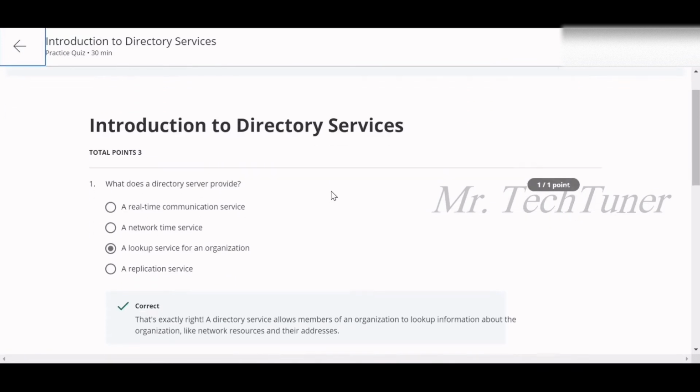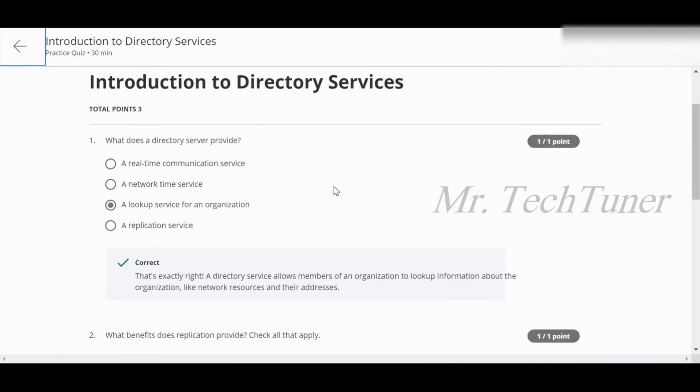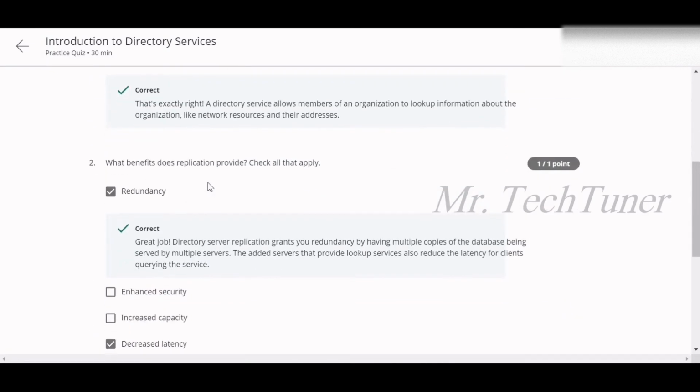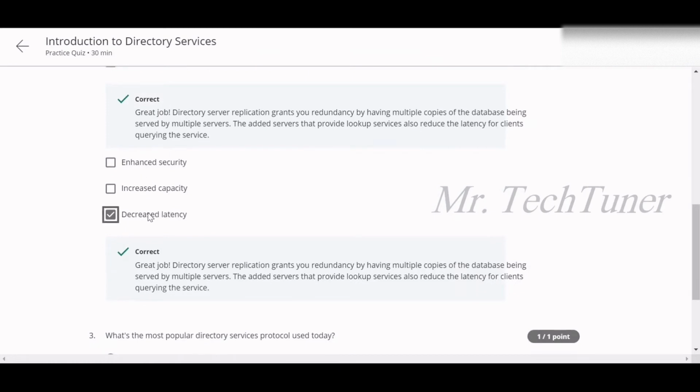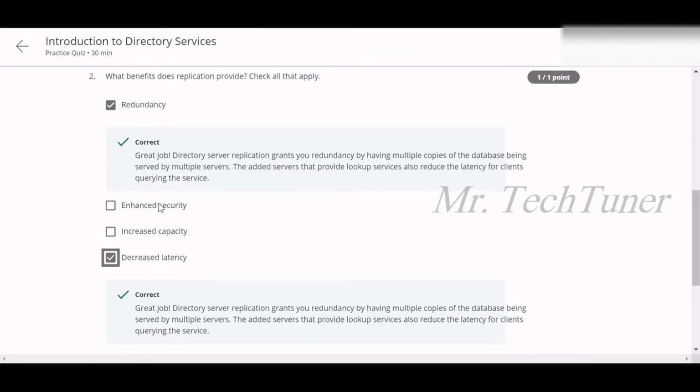So basically the first question of introduction to directory services: what does a directory server provide? A directory server provides a lookup service for an organization. And second question, what benefits does replication provide? Replication provides redundancy, and it also provides decreased latency. So these two will be the correct answer.